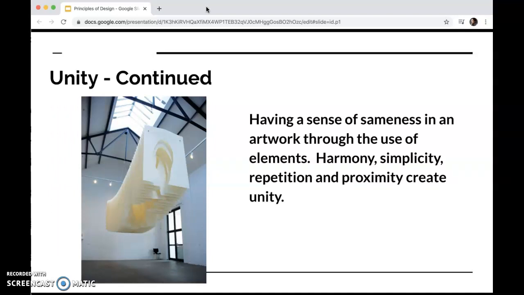Here's an example. This is a paper sculpture, and it's hanging from the ceiling there in a studio space in a gallery. And all of the paper is the same color. And that's creating a lot of unity. But also, they're all lined up. And it looks like that close proximity of the paper to itself creates unity too.